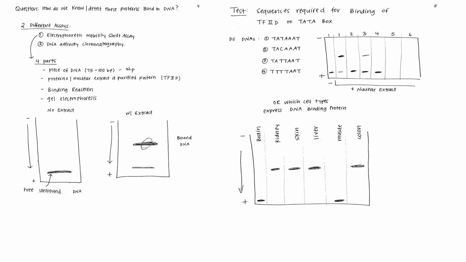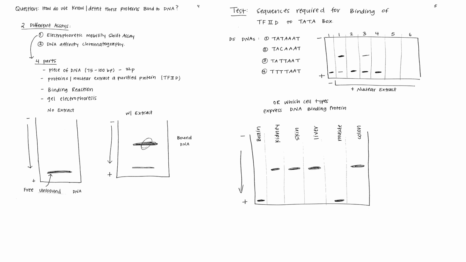So how is this used? It can be used, for example, to test the sequences that are required for binding of TF2D or TATA binding protein, let's say. So we want to identify what sequences the TBP binds to. And you'll see later we'll be talking about all different kinds of DNA binding proteins, and this is how these kinds of experiments are done. How do we identify what nucleic acid sequence a protein binds to? So here's how it's done.